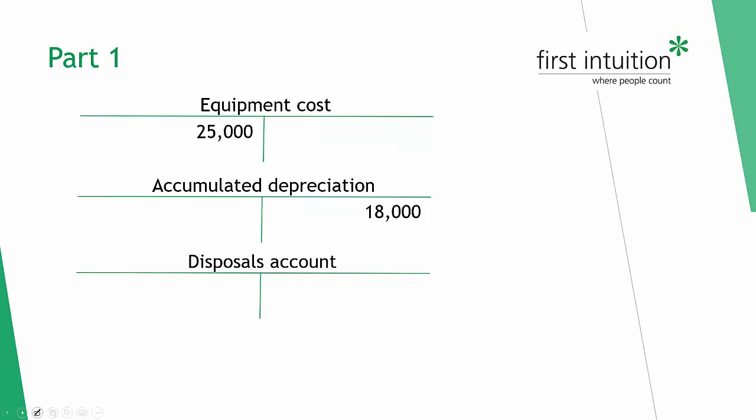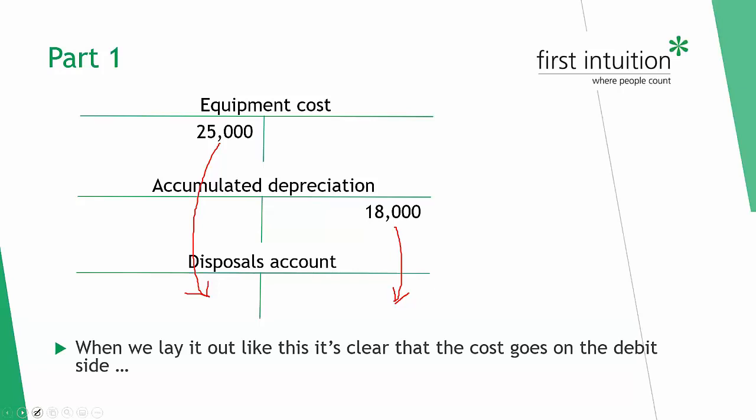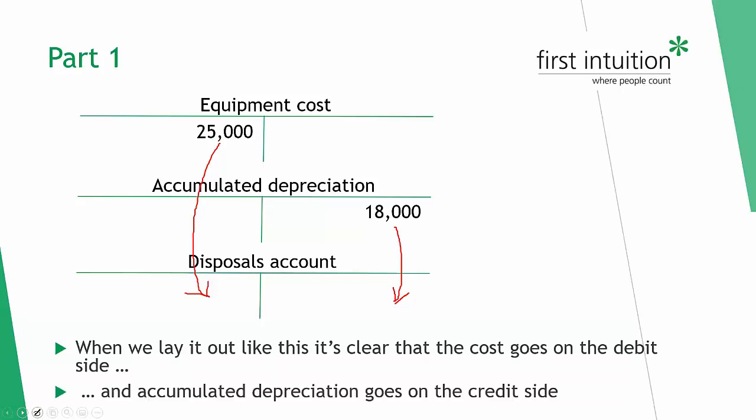it's pretty clear that the equipment cost is going to go here. Accumulated depreciation is going to move to here. So the correct answer is that the cost goes to the debit side, the accumulated depreciation goes on the credit side. So let's finish the exercise off. Credit the cost, debit disposals, debit depreciation, and credit disposals. And there we are. That's the exercise completed.